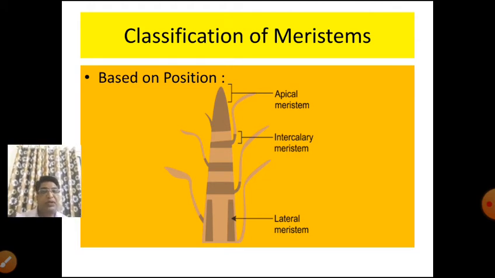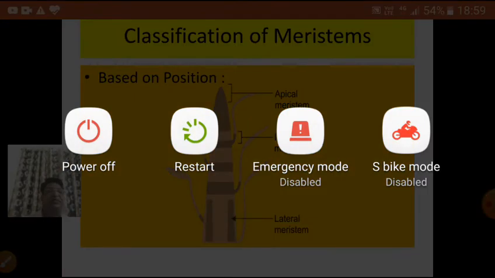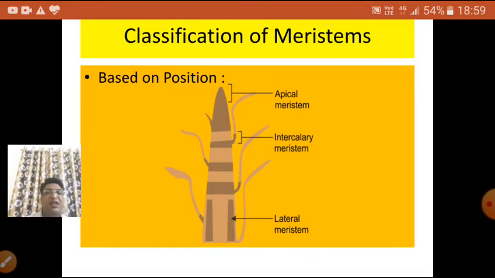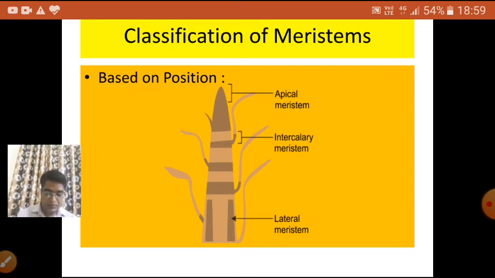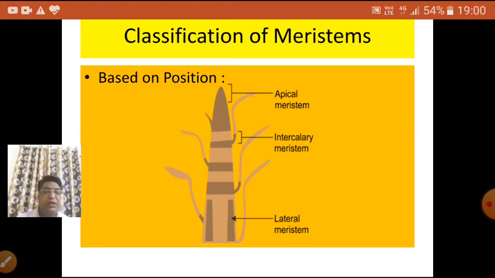So as we can see in the diagram, depending upon the position, meristem can be classified as apical meristem. So these meristems are present at the apex of stem as well as root. So these are called as apical meristem. They cause growth of a root, increase in height of plant.